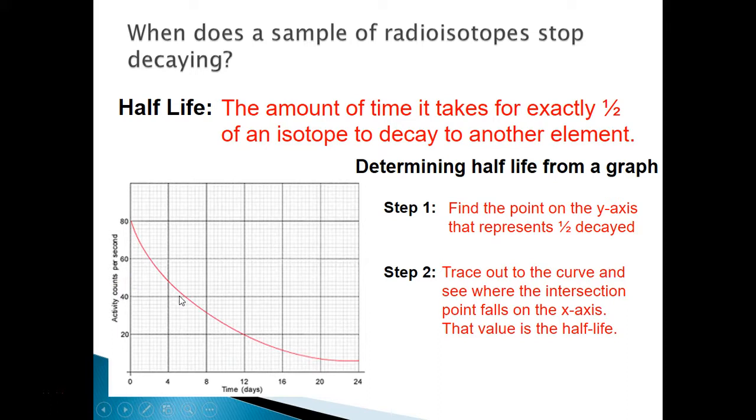Step 2, we're going to trace a line out to the curve and see where the intersection point on the curve falls on the x-axis. Wherever it falls on the x-axis, that's your half-life. So we'll trace out to the curve, trace down to the x-axis. We see it's just about between 4 and 8, so our half-life is approximately 6 days.